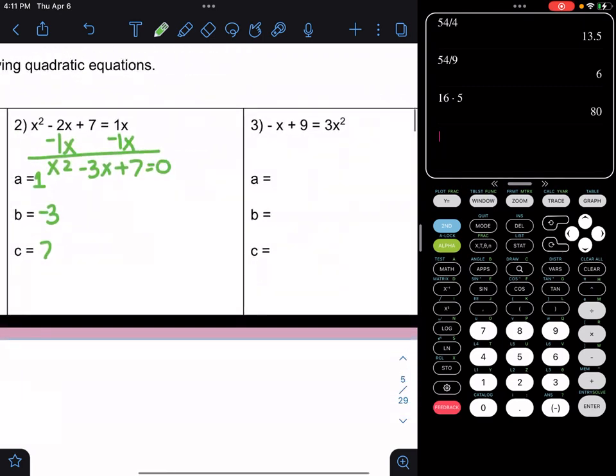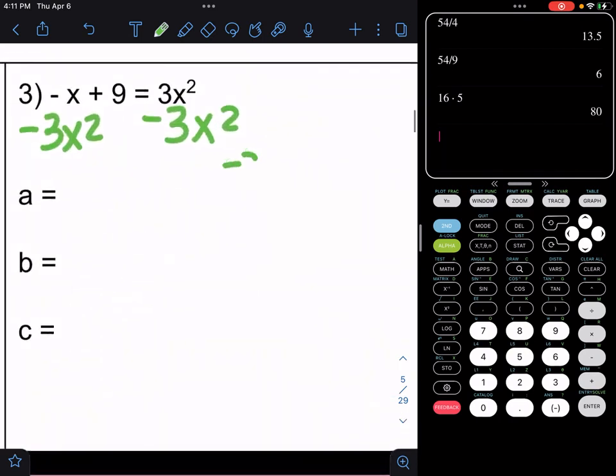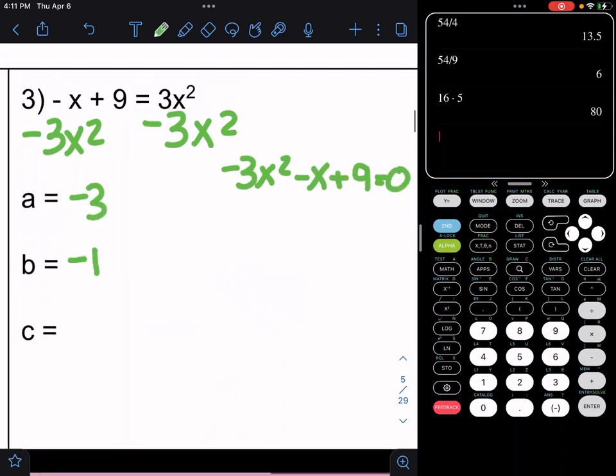And in this last one, I want to get rid of this 3x squared, so I'm going to subtract 3x squared. And this will leave me with negative 3x squared minus x plus 9 equals 0. So a is negative 3, b is the number in front of x, which is negative 1, and c is 9.